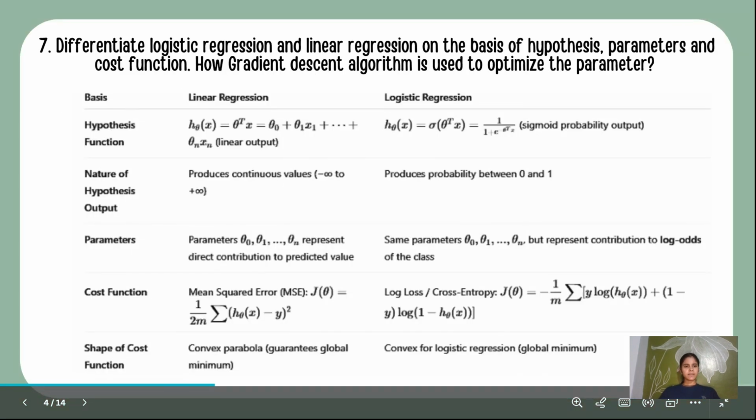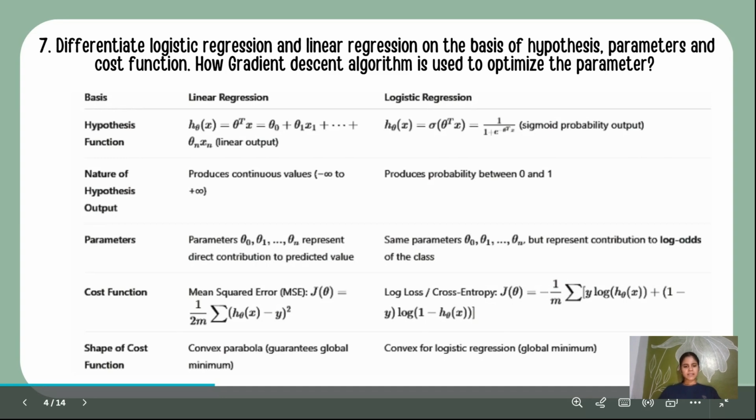Question number 7. Differentiate logistic regression and linear regression on the basis of hypothesis, parameter, and cost function. How is the gradient descent algorithm used to optimize the parameter? So, on the basis of hypothesis function, the linear regression formula and the logistic regression formula are on the screen. The nature of hypothesis output for linear regression: it produces continuous values from minus infinity to plus infinity. Logistic regression's hypothesis output is a probability between 0 and 1.